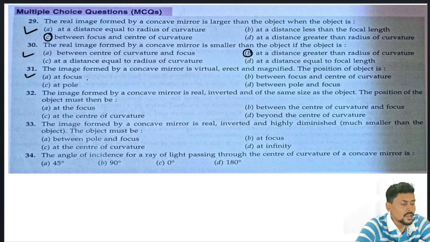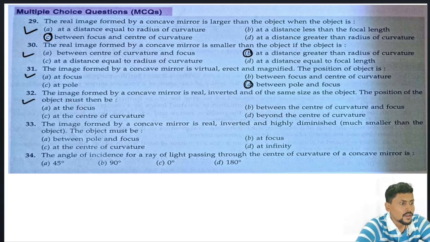Next question, the image formed by a concave mirror is virtual, erect and magnified, then the position of the object is dash. The object is placed where the concave mirror produces a virtual, erect and magnified image? It means the object lies between pole and focus. So option D is the right answer, between pole and focus.